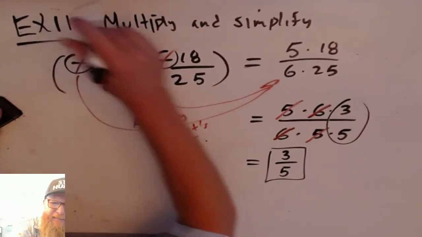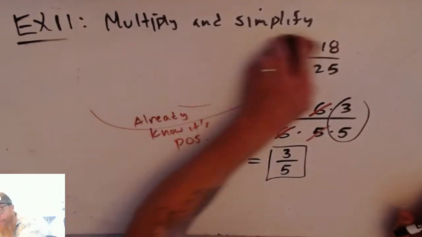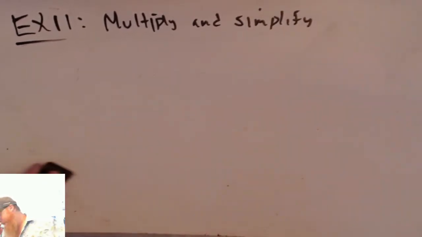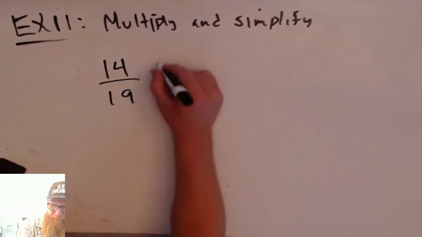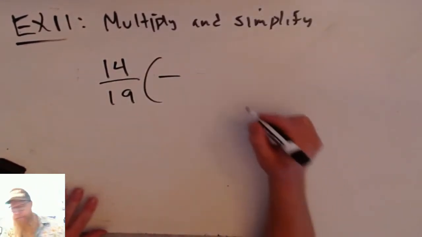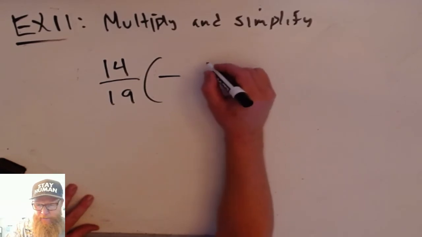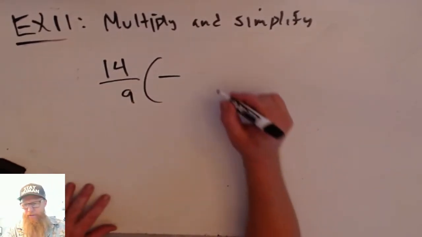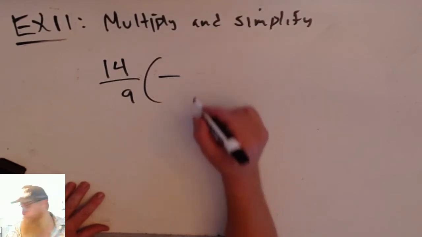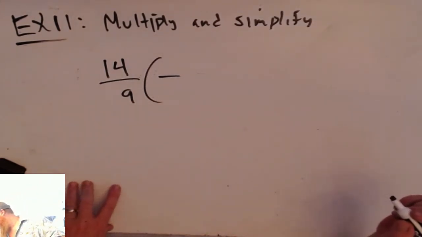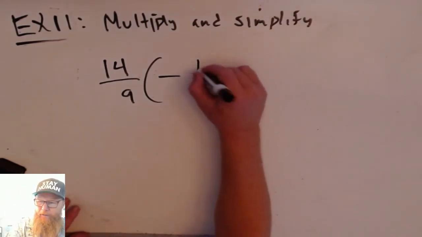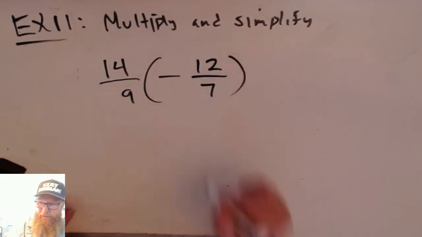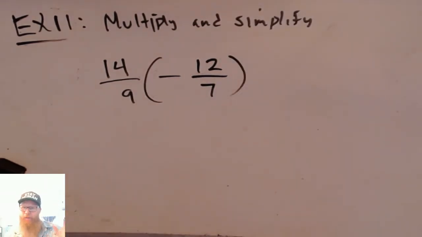I'm getting really lazy with the instructions here because they're all the same instructions. Oh, 14/9. I don't know what's going on. I feel like we've done this before, but whatever. A lot of these problems look very similar to each other.